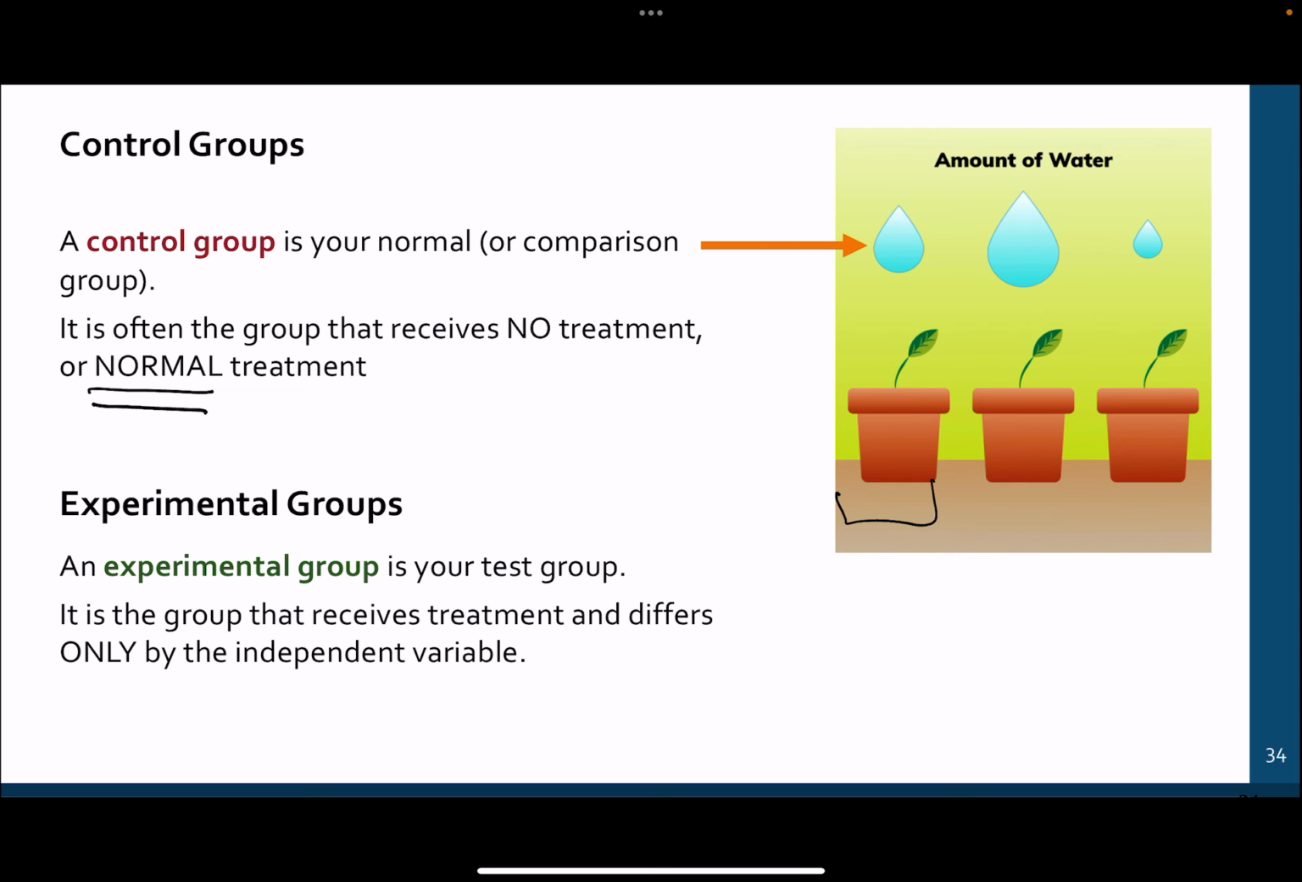So your experimental group should only differ by that one variable. What that means is that the amount of soil in the pot, the quality of the soil in the pot, the size of the pot, the amount of sunlight that they're getting, all of those other things should be consistent and the same across all of your groups, because you want to make sure that it is only the amount of water that is affecting those plants.